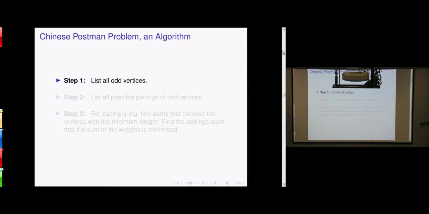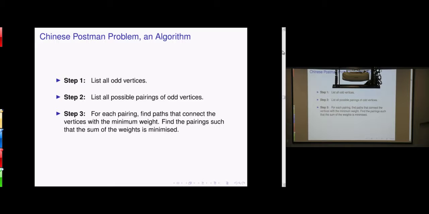Now, what is the algorithm? One algorithm for solving the Chinese postman problem has 6 steps. I'm going to tell you. So step 1, list all the odd vertices. We are going to see the example. It doesn't matter if you cannot follow this for 2 minutes. Step 2 is list all possible pairings of odd vertices. So that's a lot. Step 2 is a lot.